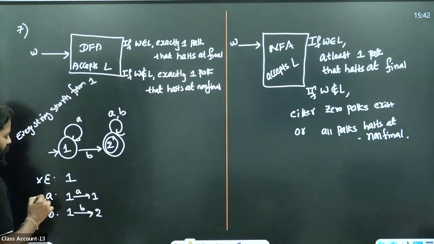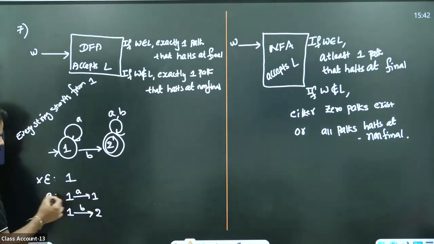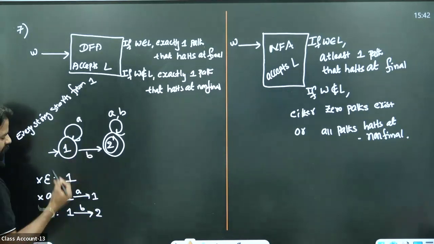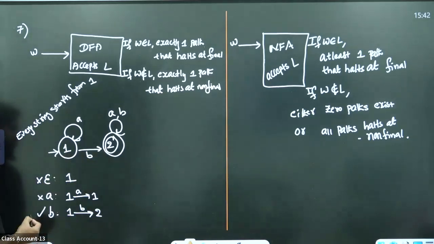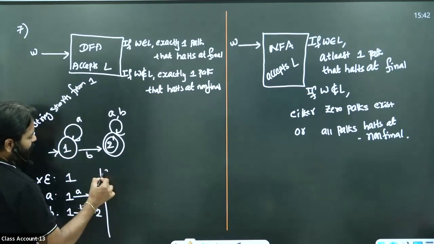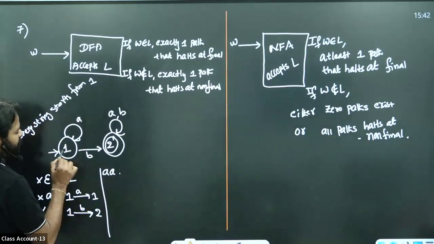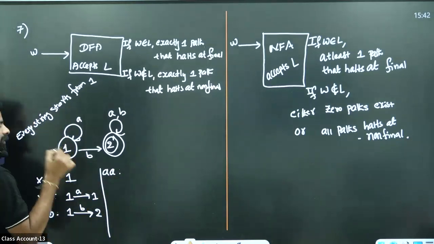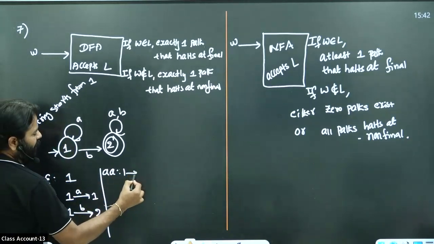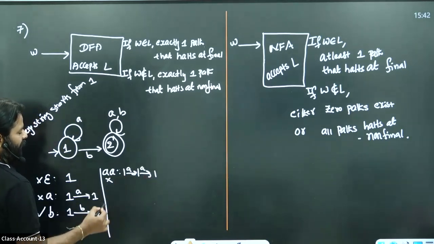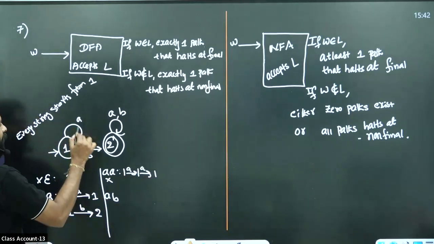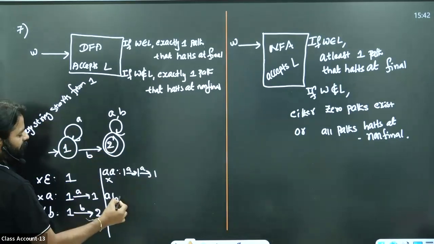For A it halts at 1, the last state we call the halting state, and 2 is the final. For B it halts at final, so B is a valid string. Similarly, you can read double A: it starts from 1 and halts at 1 only, correct? 1 on A, 1, 1 on A, 1. So double A is invalid. AB is going to halt at 2.